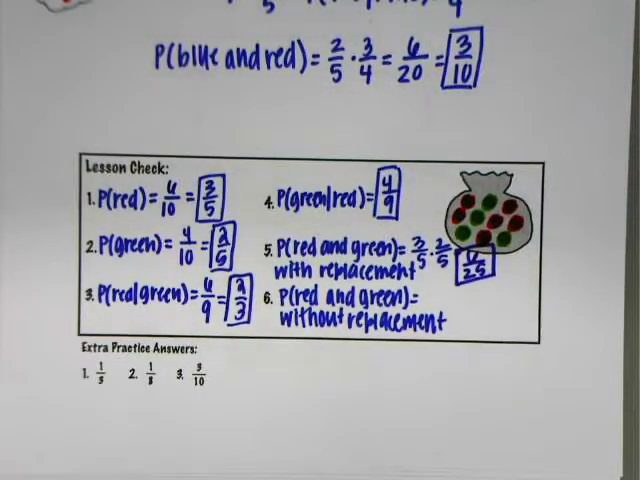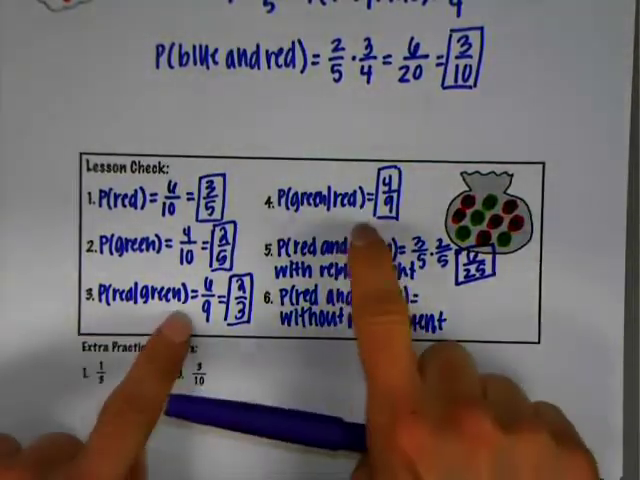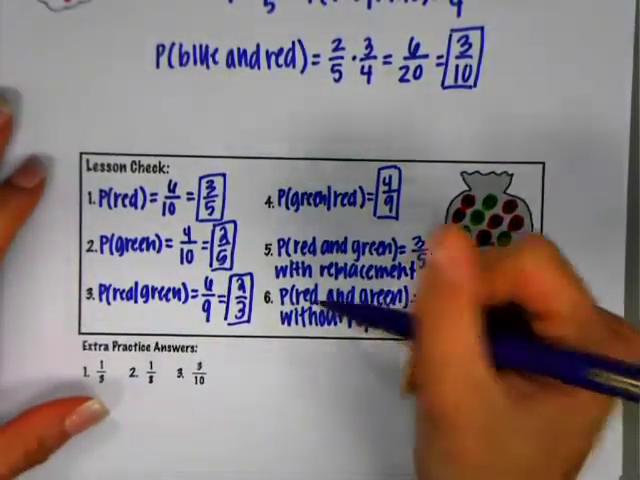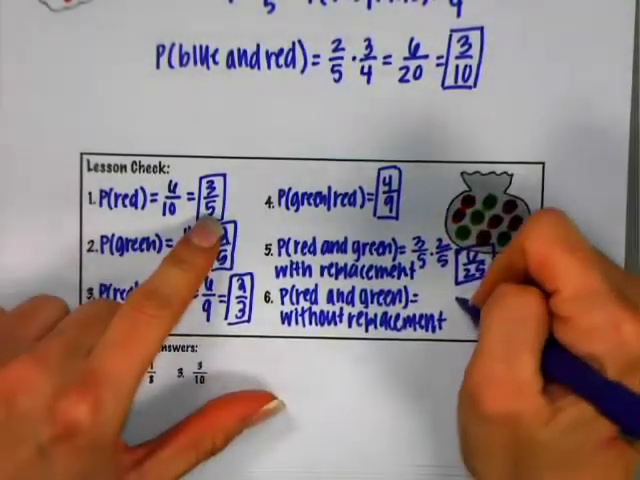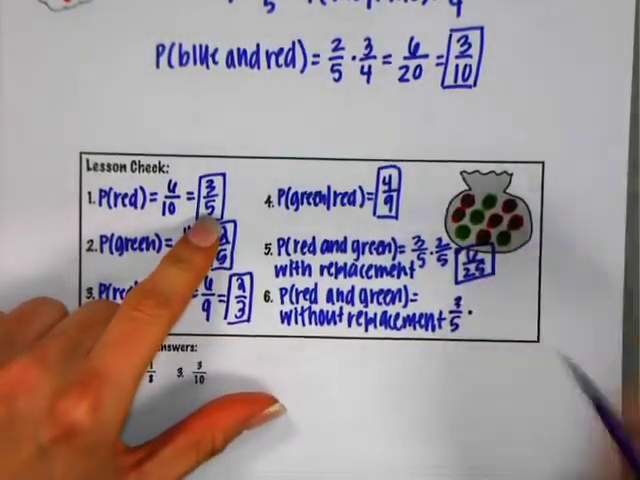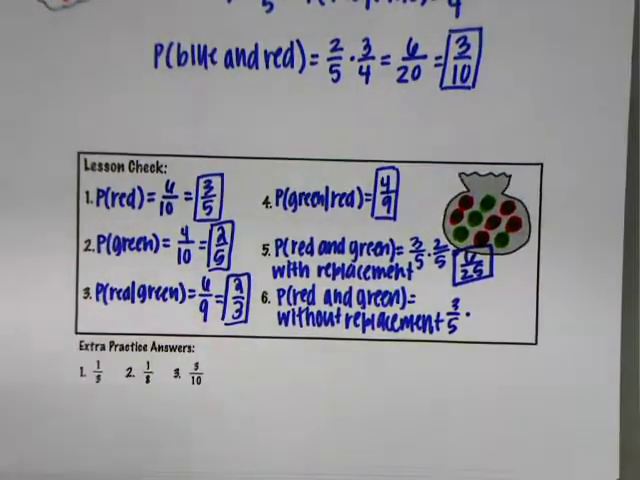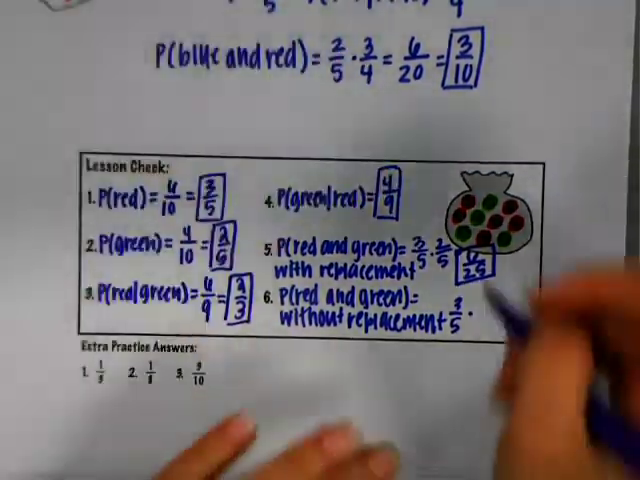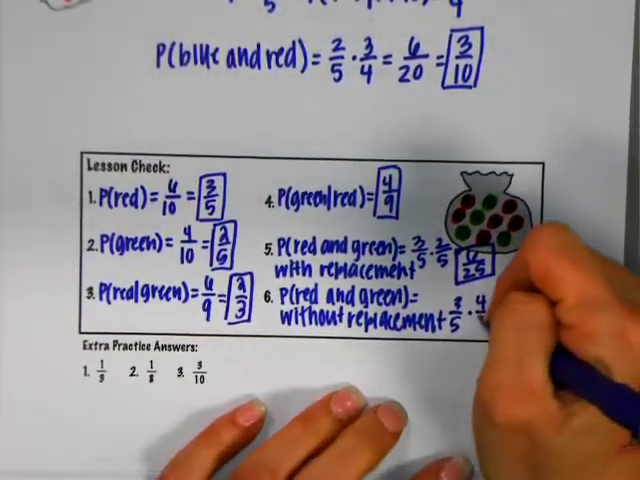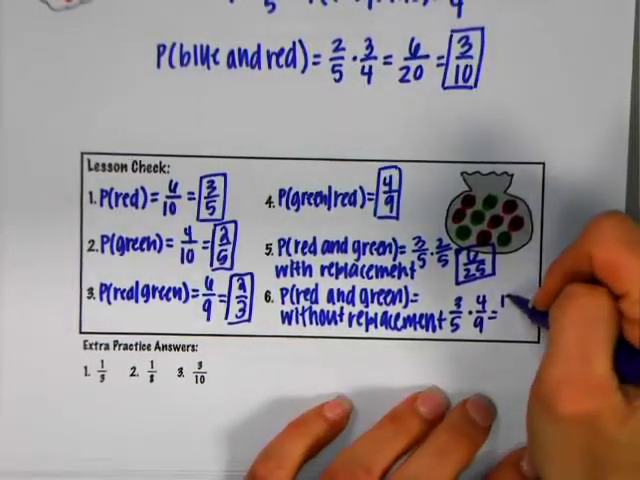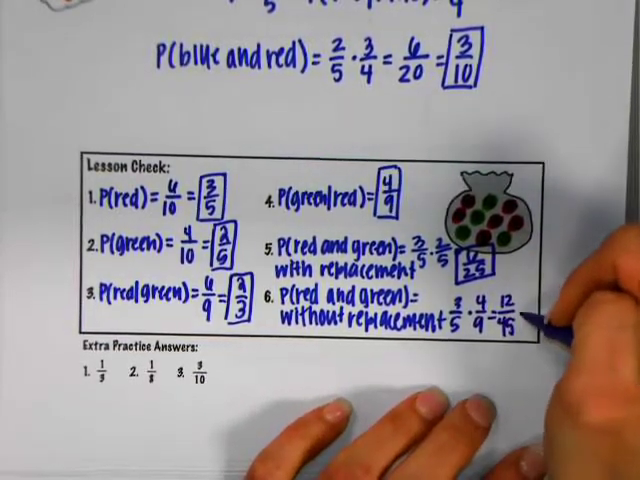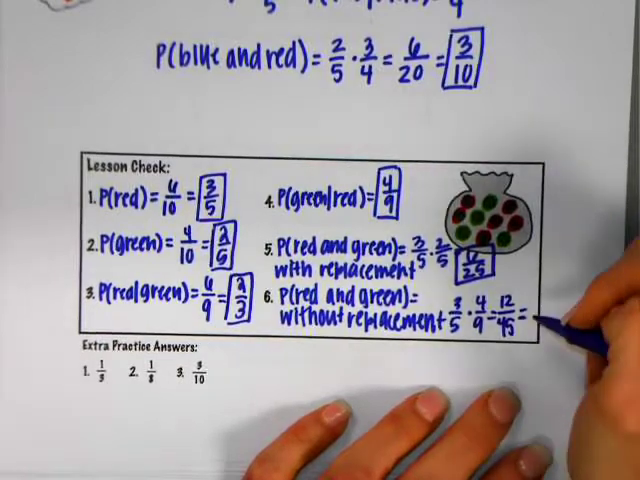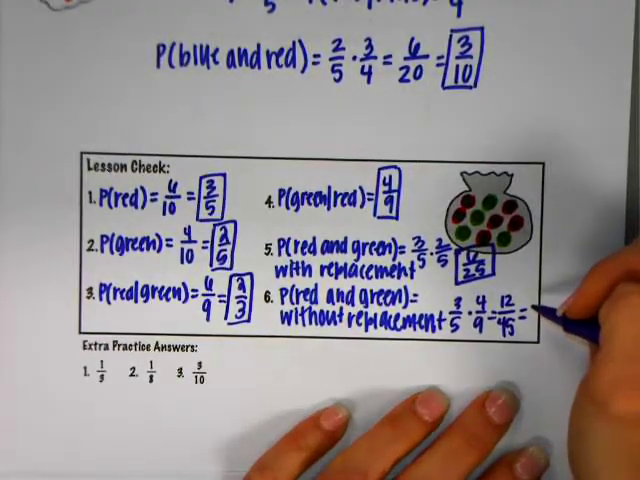Okay, probability of red and green without replacement is when you're going to have to use one of these guys. So the probability of red is going to be 3/5, and then the probability of green given red is number 4, so 4/9. So you get 12/45, which reduces to what? Four over 15? Yeah.